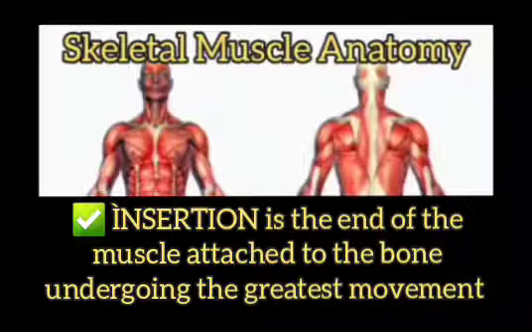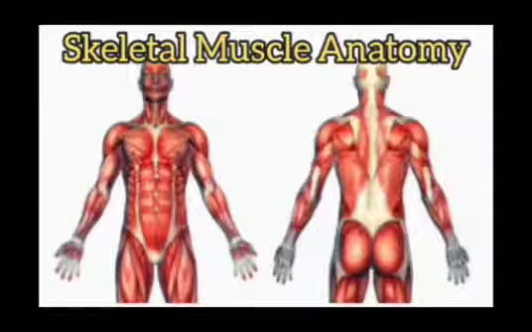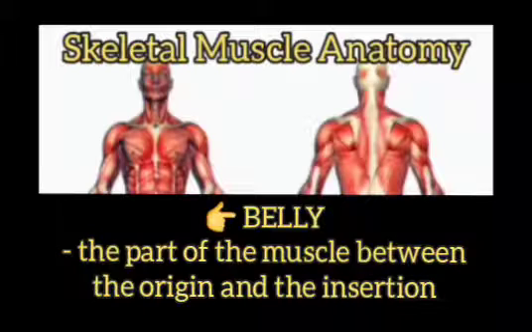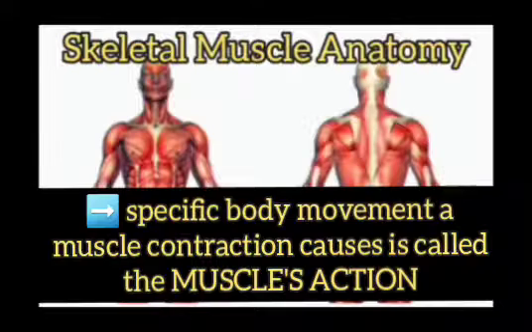So that is the insertion. Origins are usually, but not always, proximal or medial to the insertion of a given muscle that is movable. So, it is proximal or medial. That is the insertion. The part of the muscle between the origin and the insertion is the belly. The specific body movement a muscle contraction causes is called the muscle's action.